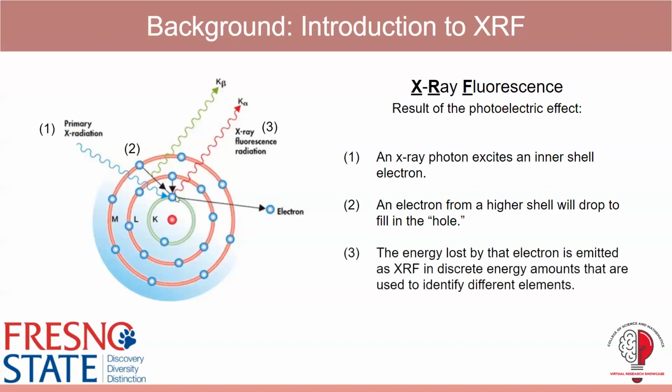In order for that to happen, those electrons must lose energy to drop down. And they do that by releasing a photon, which we refer to as X-ray fluorescence radiation. These photons are of a very specific energy, and we can use them to identify different elements in a sample.